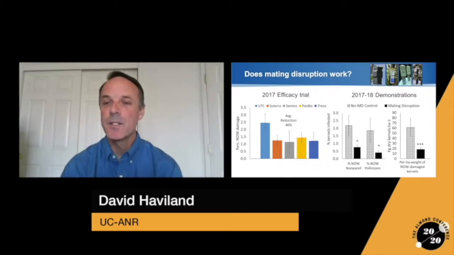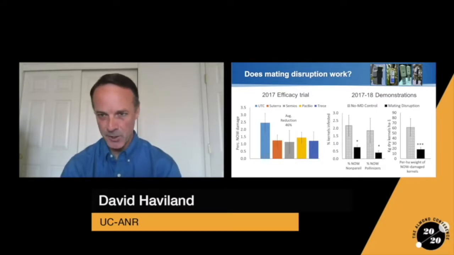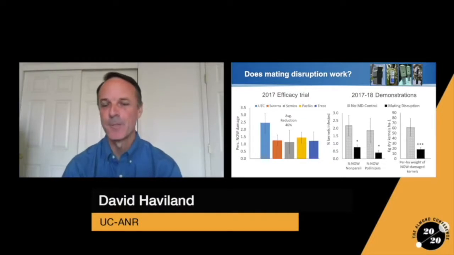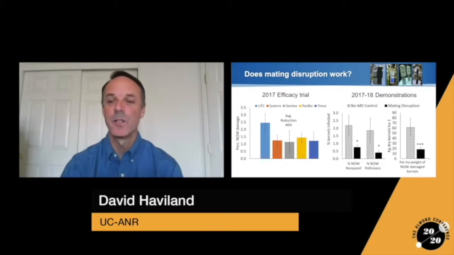On the right, this is a kernels evaluation. This is a little different than what you're used to seeing, but this is the actual weight per acre of nuts that were damaged by navel orangeworm. This goes across all the varieties. So you can see here, this was reduced by more than 50%. The numbers here are in kilograms of kernels per hectare, but that's basically the same number as pounds per acre. So where mating disruption was used on average, we went from 60 pounds down to 20 pounds of nuts that were damaged by navel orangeworm.